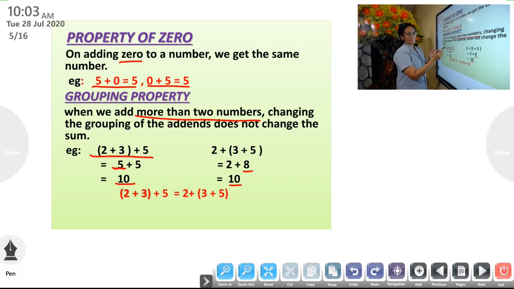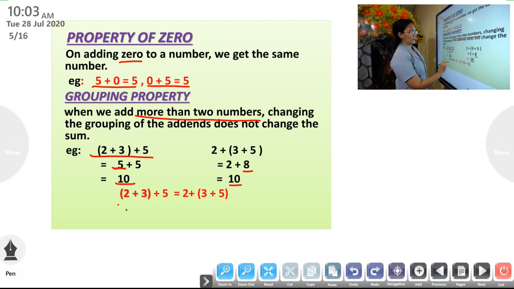2 plus 3 plus 5. That is, first we add 2 and 3. Then we add 5. We get the answer 10. In the second case, first we add 3 and 5. Then 2 plus that answer of 3 and 5. 3 plus 5, that is 8. That also we are getting 2 plus 8, that is 10.